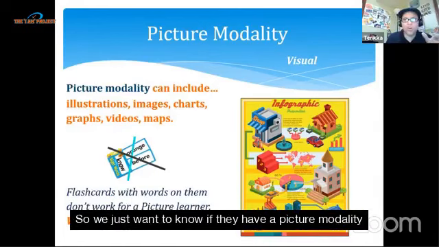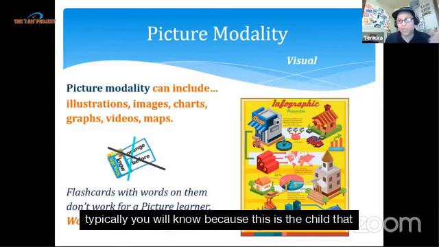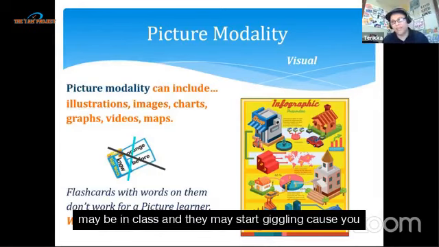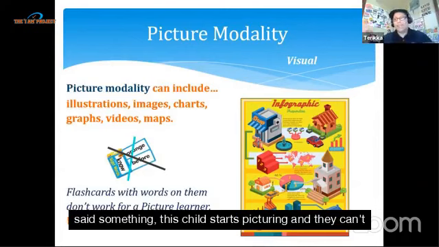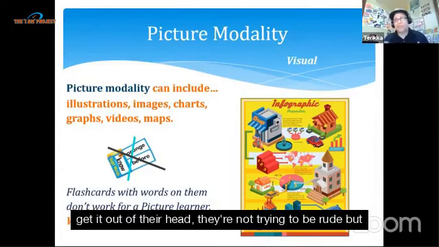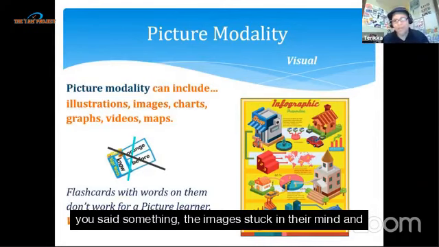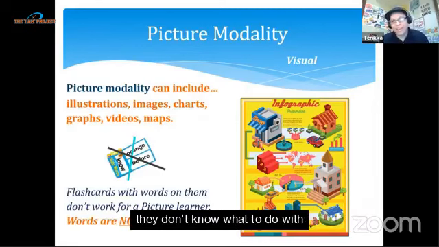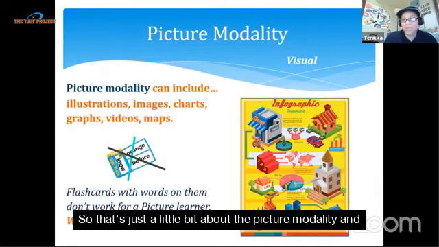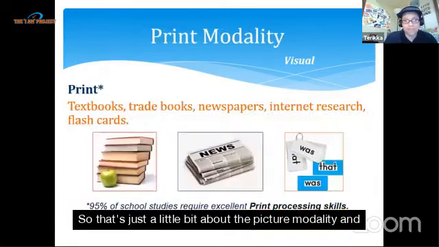So we just want to know if they have a picture modality. Typically you will know, because this is the child that may be in class and they may start giggling because you said something. This child starts picturing and they can't get out of their head. They're not trying to be rude, but you said something. The image is stuck in their mind and they don't know what to do with it. So that's just a little bit about the picture modality.